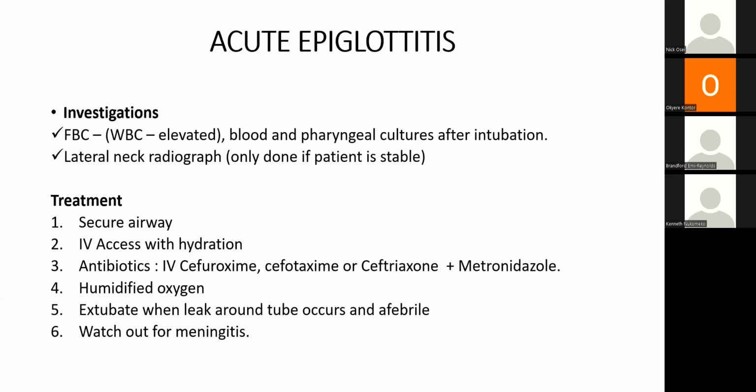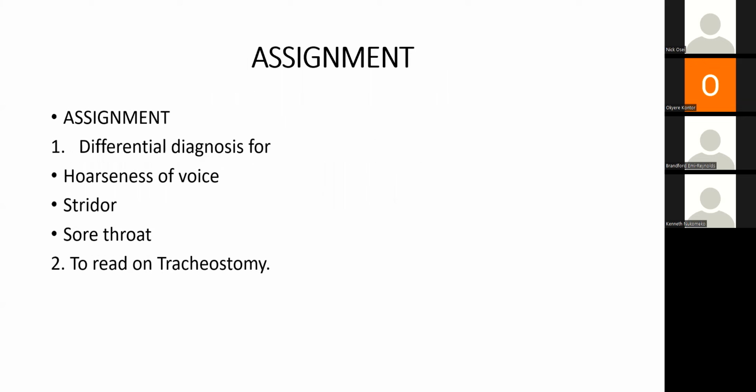Investigation: elevated white blood cells, obviously with neutrophilia indicating bacterial presence. You can also do blood and pharyngeal cultures right after the intubation, and then have your lateral neck radiograph. For treatment, you secure your airway, IV access with hydration, antibiotics, humidified oxygen. You extubate when there is a leak around the tube and the patient is afebrile, that is, when the condition is getting better. And then you also watch out for possible meningitis.